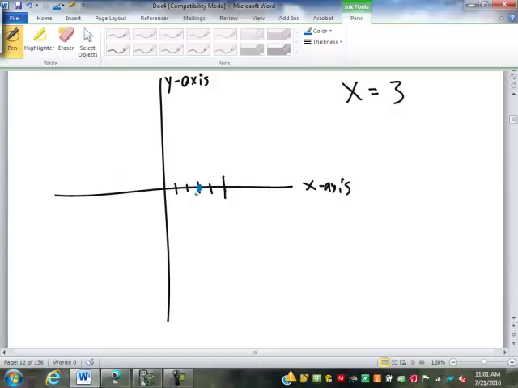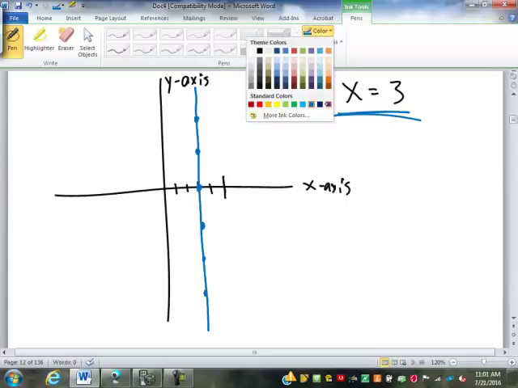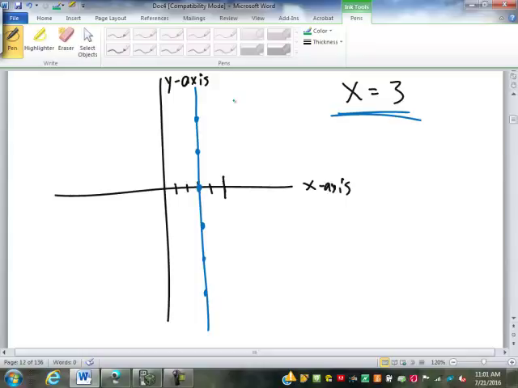Is that the only spot where x equals 3? Does x equal 3 here? Yep. How about here? Yep. How about here? Or here? Or here? Yeah. Anywhere along that vertical line, every point on that line has an x coordinate of 3. So whenever you just say, hey, x equals 3, it's going to give us a vertical line on the graph at 3. What if I say y equals -5?